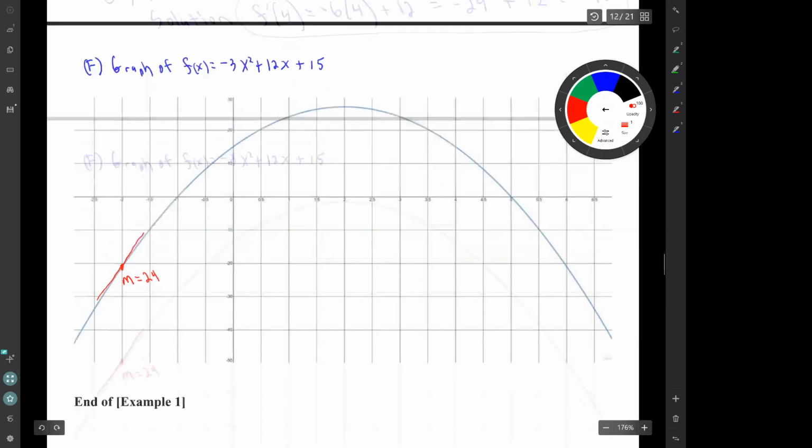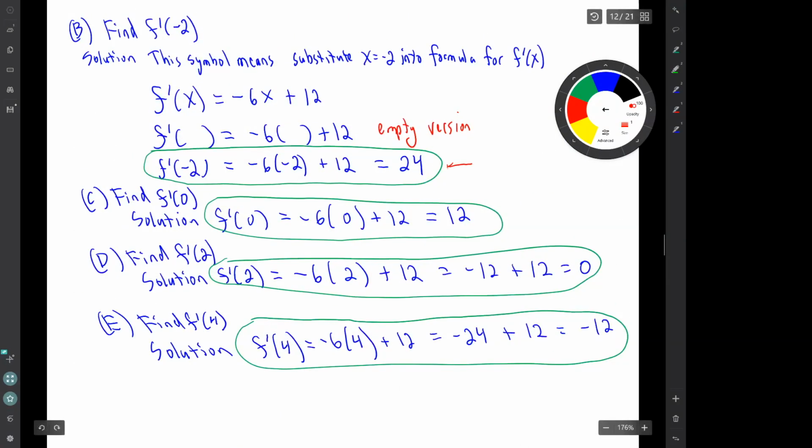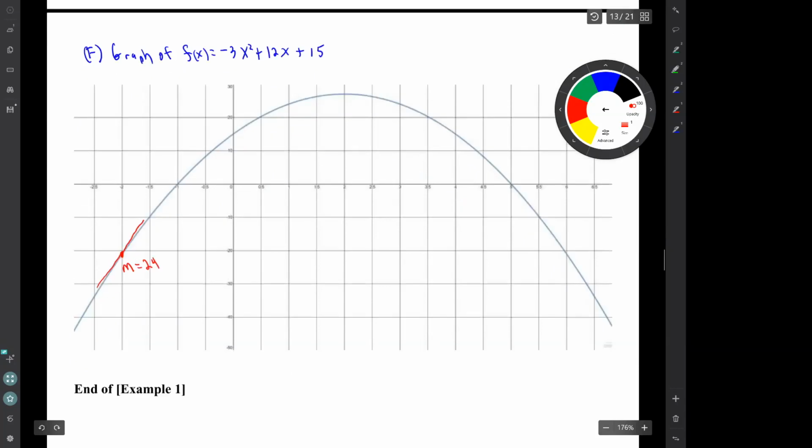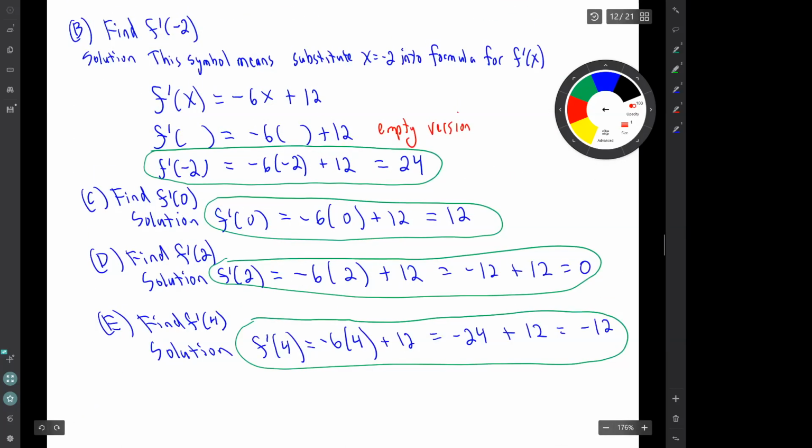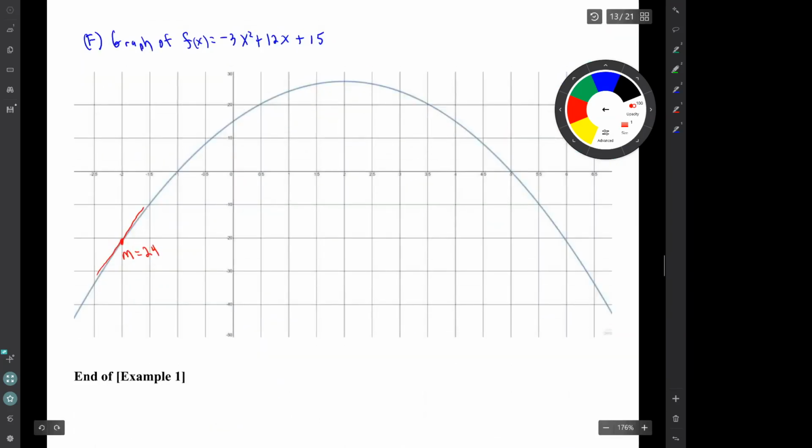Go back up and look at our result again. We found this result, f prime of -2, is 24. That tells us that the slope of that tangent line is 24. Now what about our next result? This result has to do with the slope of the line that's tangent to the graph at x equals 0. This result tells us that line has slope 12. So we need to draw that line and label it. Here it's a little bit clearer that these are the tangent lines at x equals -2 and at x equals 0. Let's go back up and look at our next result.